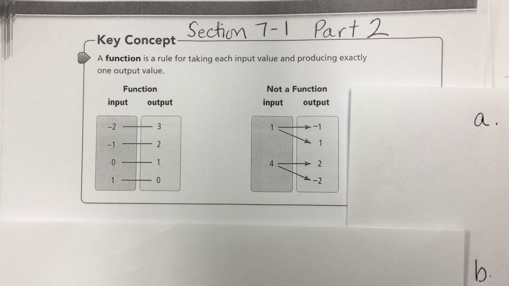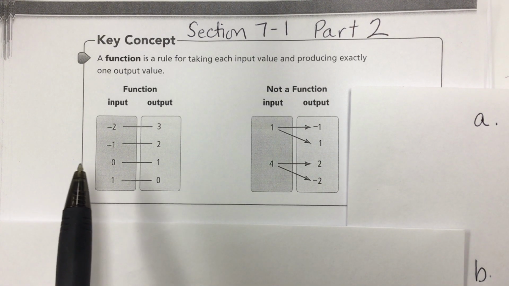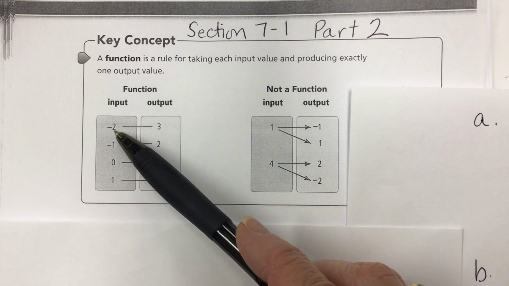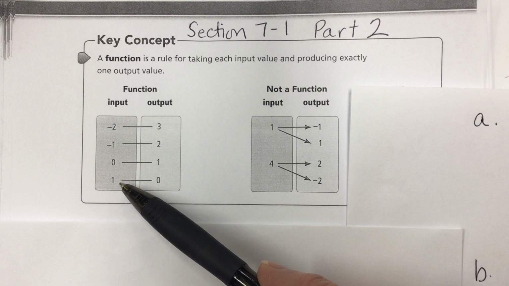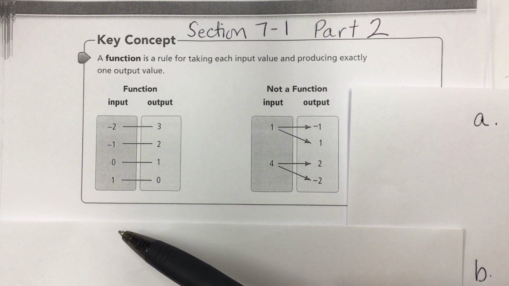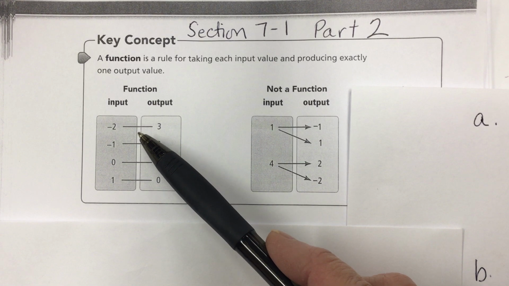When trying to determine if a relation is a function, you look at the input values. If the input values do not repeat, then yes, it is a function.